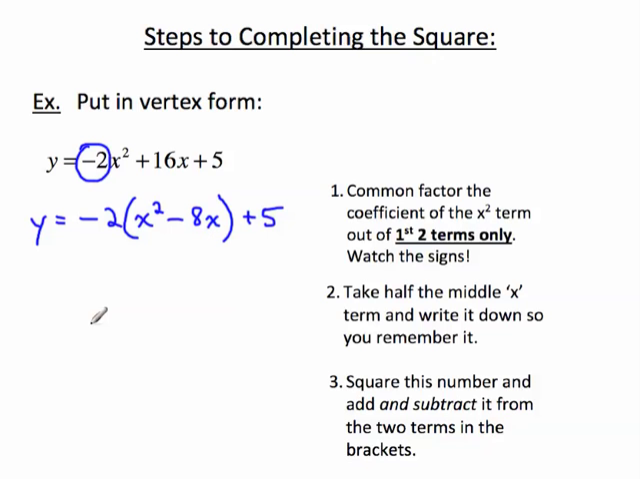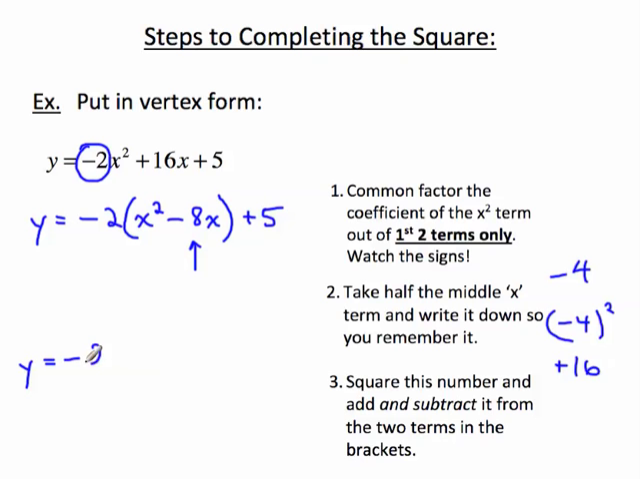Now, in the next step, we're going to take half of the middle x term that we've got now, half of that middle x term. We only want to have that coefficient. So we're going to take -8 and halve it, and we're going to write it down over here just so that we remember it. Now, that's going to come in handy later. Then we move to step 3. We're going to square this number, so -4 squared becomes 16, positive 16, and we're going to add and subtract it from the two terms inside the brackets. So that would look like this.